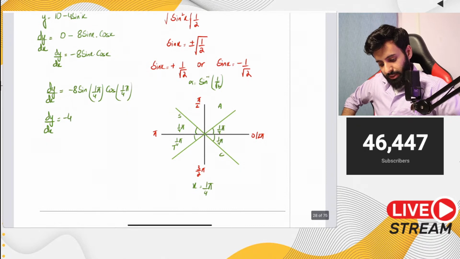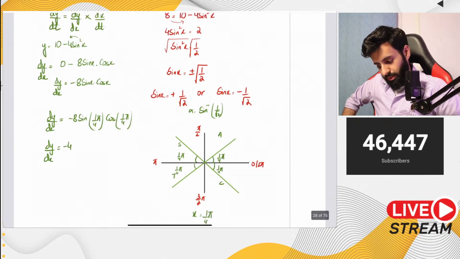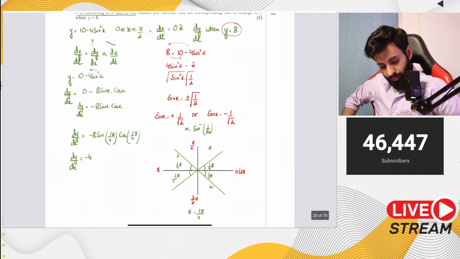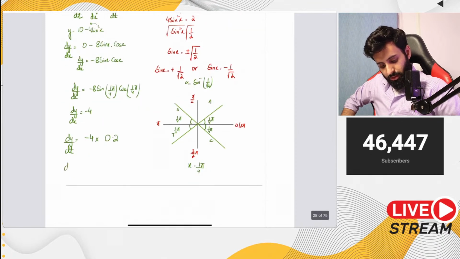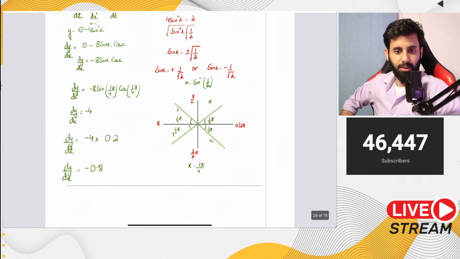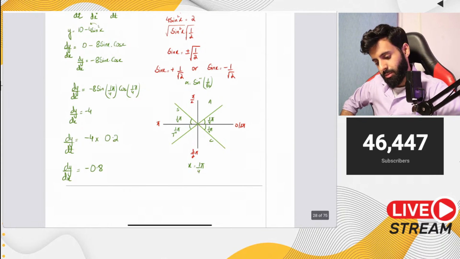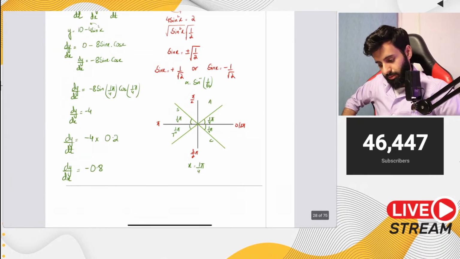If dy by dx is minus 4, that's all we need in order to find dy by dt. So dy by dt is going to be equal to minus 4, since that's what dy by dx is, into dx upon dt, which the question already gave us as 0.2. Solve this: minus 4 into 0.2 is going to be minus 0.8. And there you go, that's your answer. You can write it in decimal form or fraction form, but this is what your final answer is going to be.